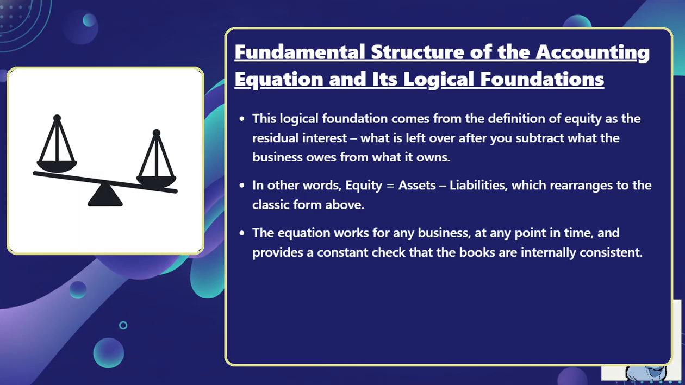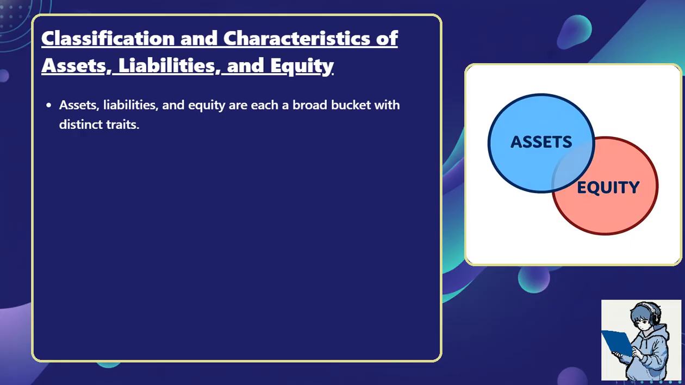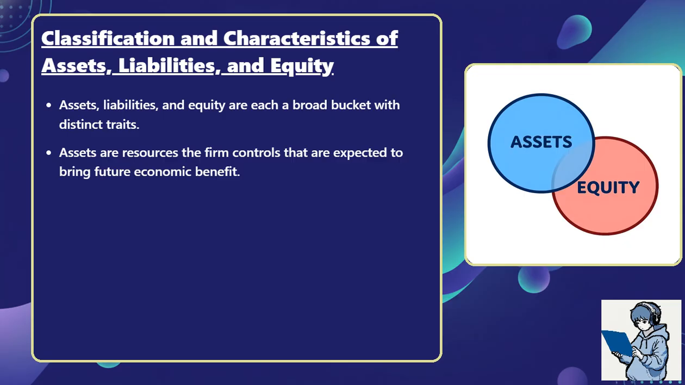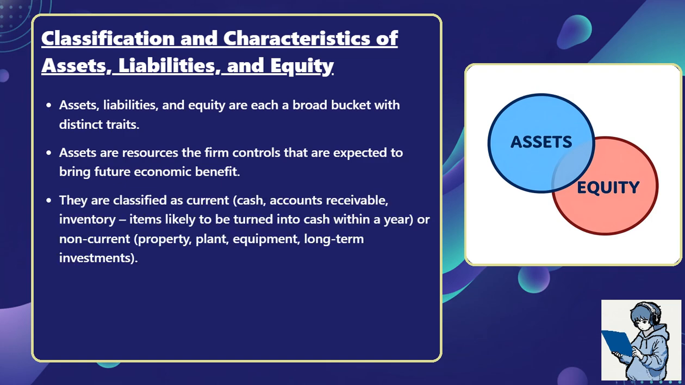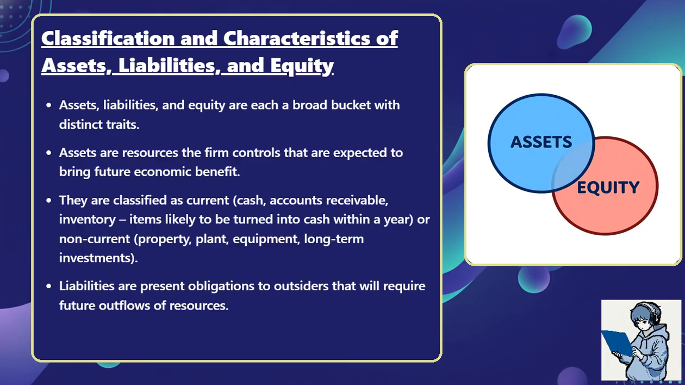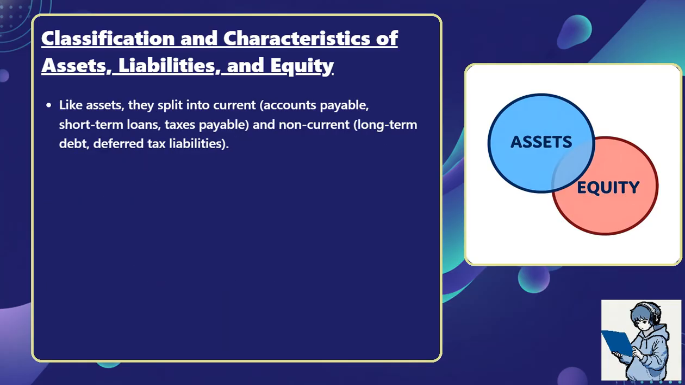internally consistent. Assets, liabilities, and equity are each a broad bucket with distinct traits. Assets are resources the firm controls that are expected to bring future economic benefit. They are classified as current: cash, accounts receivable, inventory, items likely to be turned into cash within a year, or non-current: property, plant, equipment, long-term investments. Liabilities are present obligations to outsiders that will require future outflows of resources. Like assets, they split into current: accounts payable, short-term loans, taxes payable, and non-current: long-term debt, deferred tax liabilities.